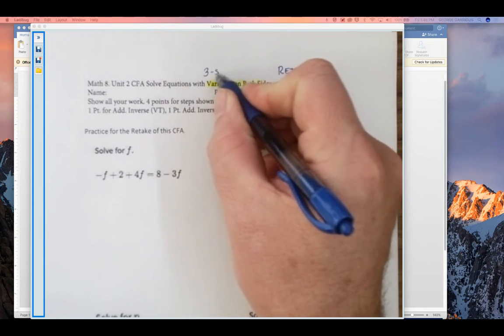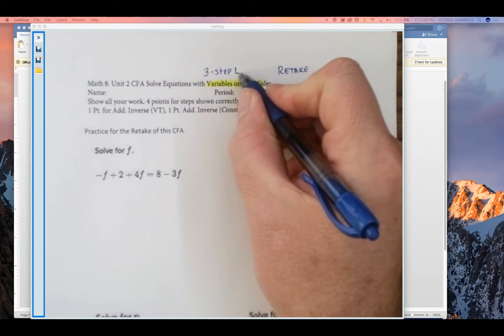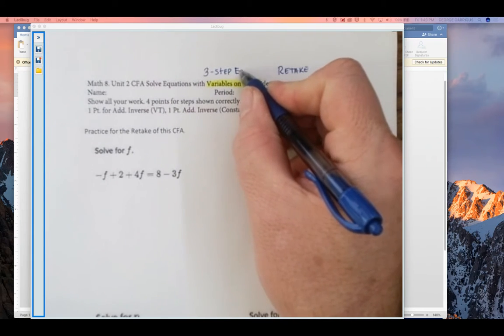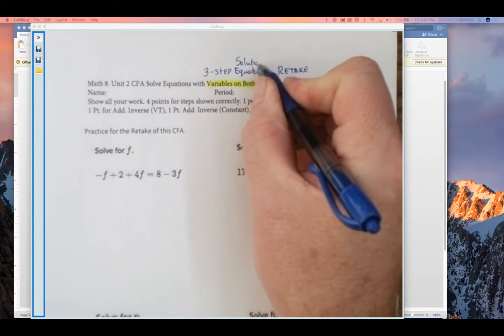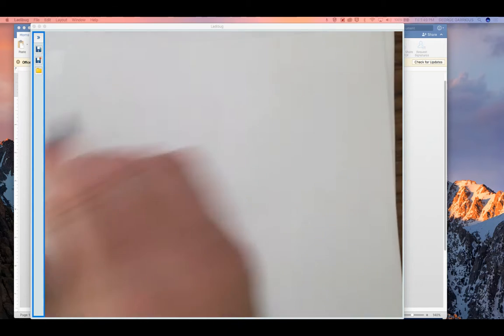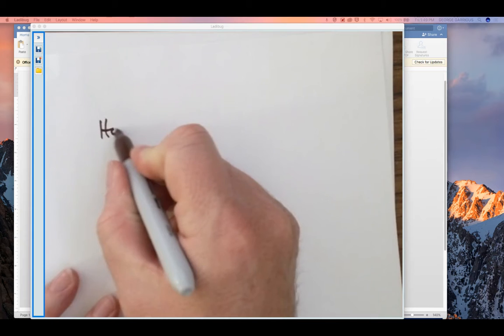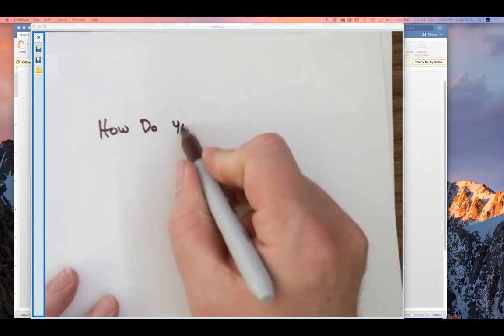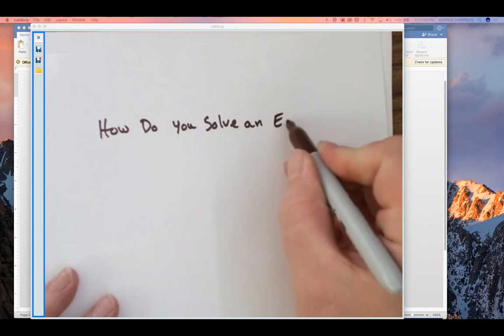So I'll call it a 3-step process or 3-step equation solution. And we have these 3 steps, but we have to review and think about how do we solve equations. So let's take a look here. How do you solve an equation? It's pretty simple.